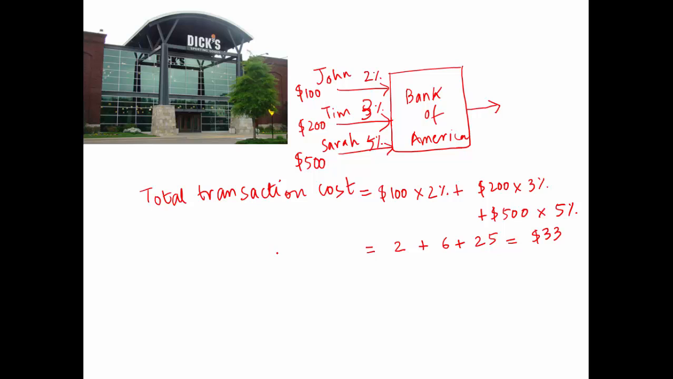The next question is, what is the net credited to your account? So you simply sum up the total paid by the customers, John, Tim, and Sarah, and subtract the transaction cost. In this case, it will be $800, which is the total of the three amounts, minus $33. This is equal to $767.